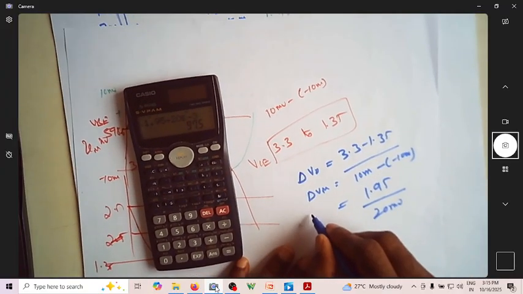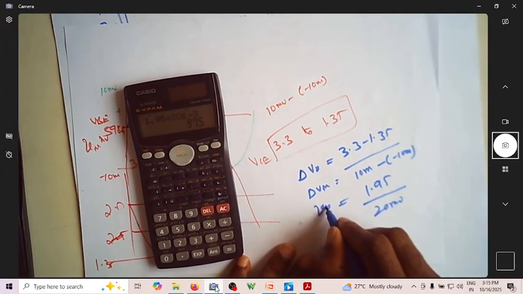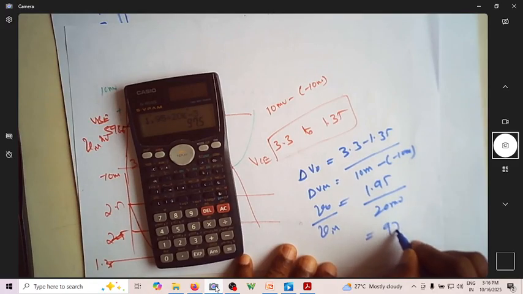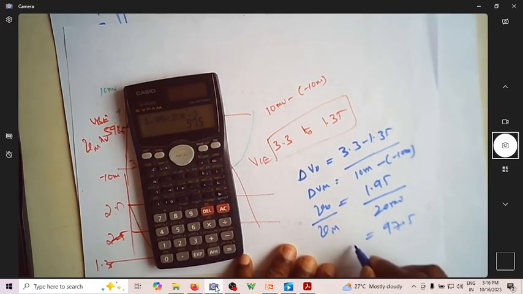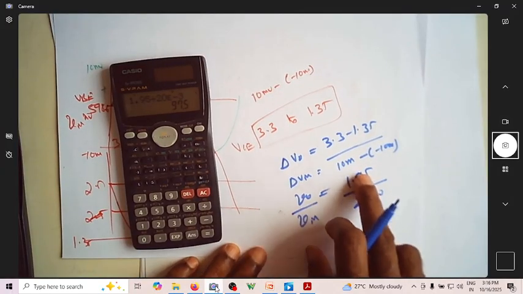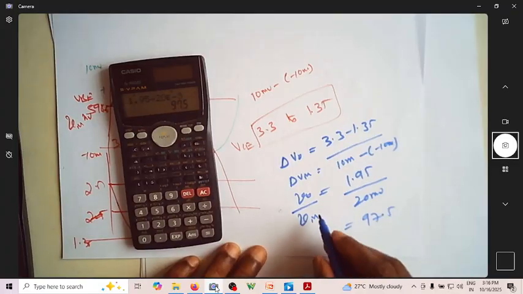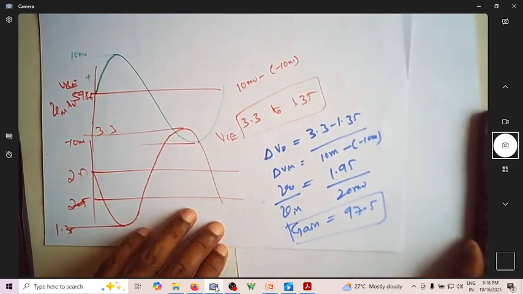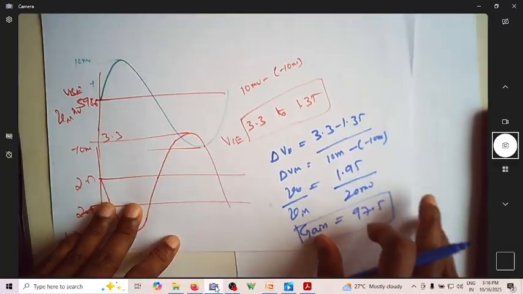So this is what? Change in V naught to change in V in. Is it not 97.5, the change in your output voltage compared to input voltage? This we call the gain of the amplifier. So what is the gain of the amplifier? How did we get the gain of the amplifier?